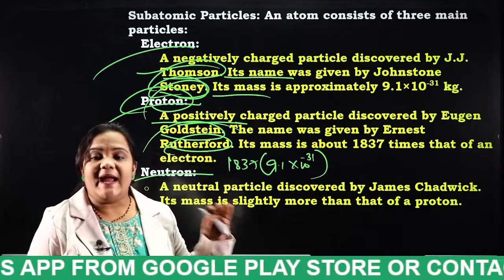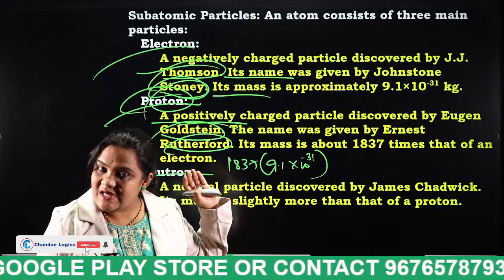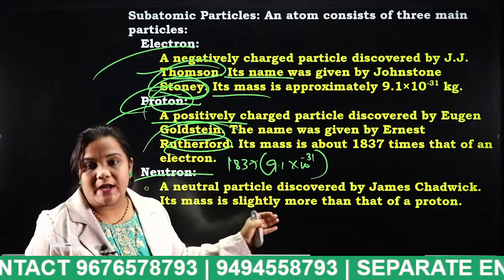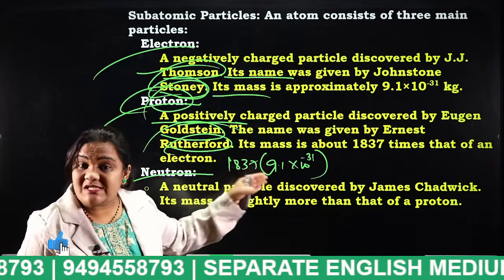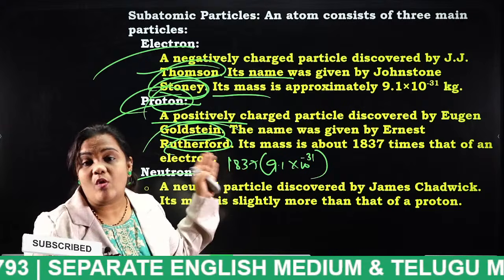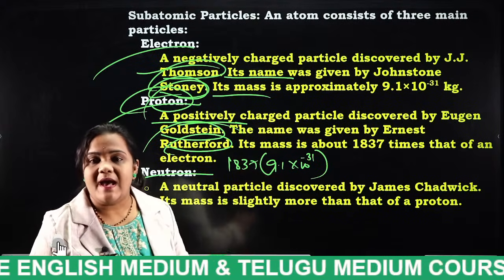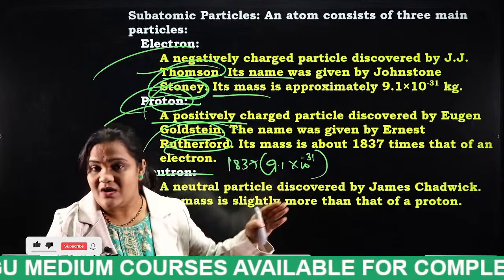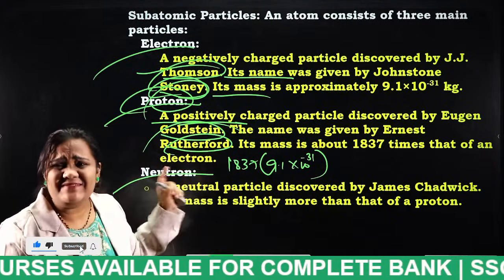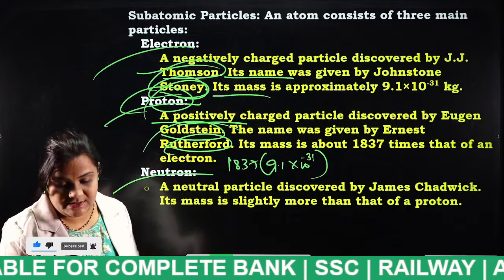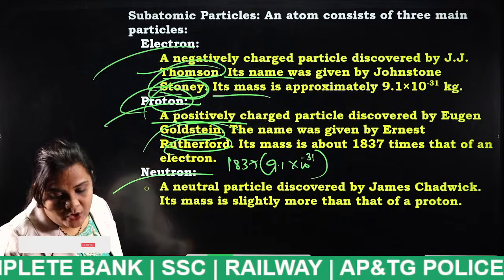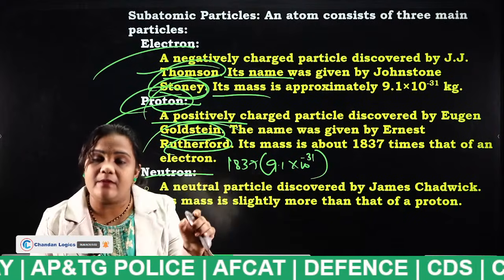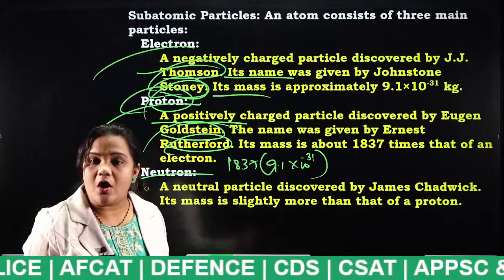Very good. In 1897 the electron was discovered by J.J. Thomson and the name was given by Johnstone Stoney. And the proton was discovered by Goldstein and that name was given by Ernst Rutherford. And the mass of the proton is 1837 times the mass of the electron. Remember, students, these are the very basics and everybody must know this. Mention the electron year, proton year, neutron year.